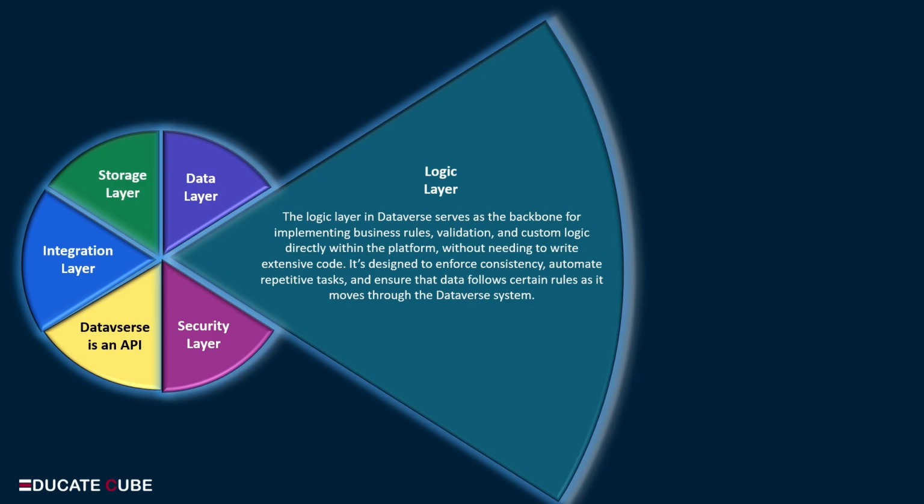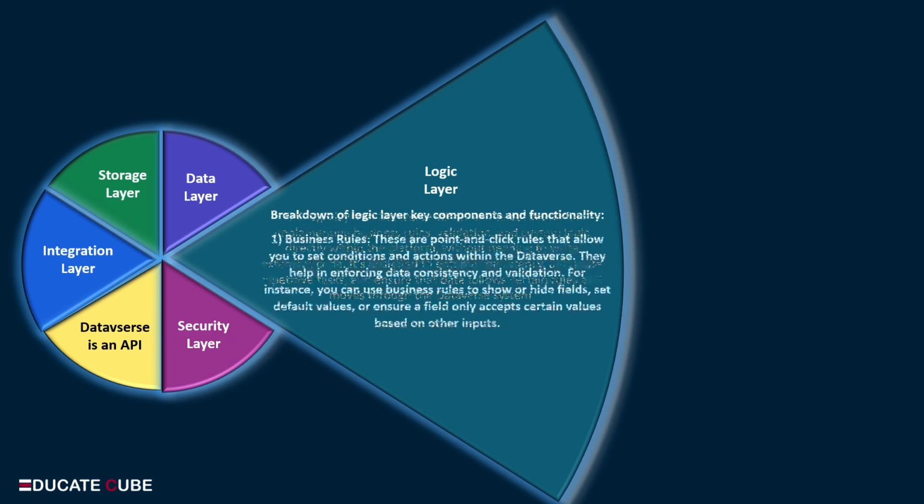The logic layer in Dataverse serves as the backbone for implementing business rules, validation, and custom logic directly within the platform without needing to write extensive code. It's designed to enforce consistency, automate repetitive tasks, and ensure that data follows certain rules as it moves through the Dataverse system. We have certain key components and functionalities for the logic layer.